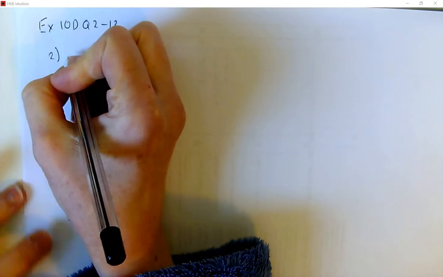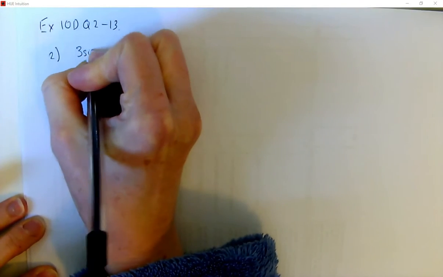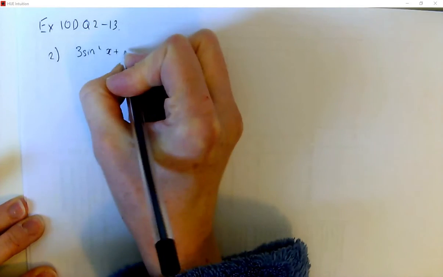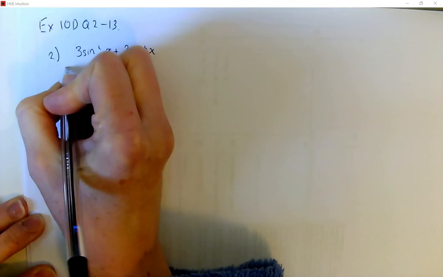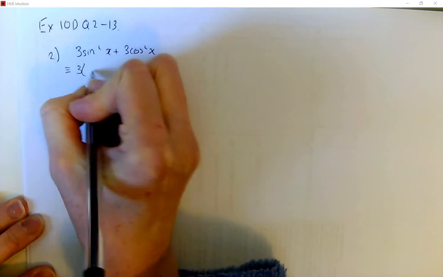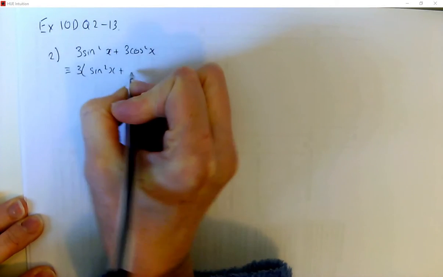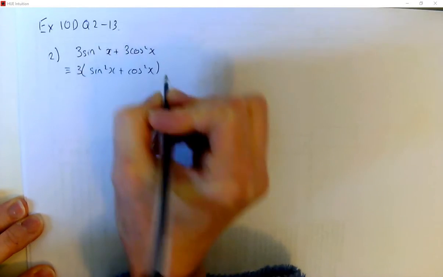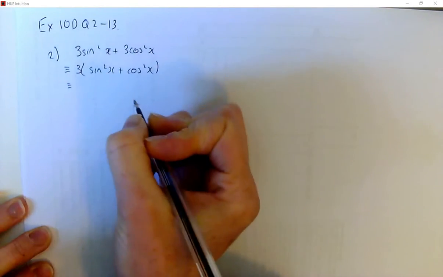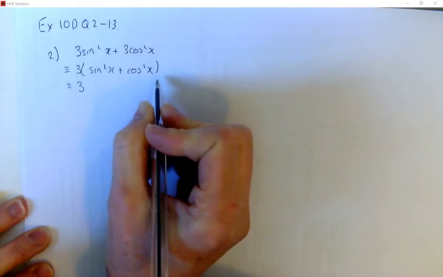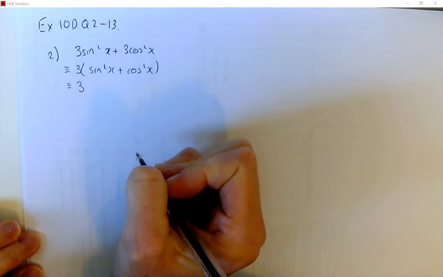We've got to find the exact value of 3 sine squared x plus 3 cos squared x. Well, we can take a factor of 3 out: sine squared x plus cos squared x, and I'm really hoping you recognise that as one of the key identities. Sine squared x plus cos squared x is equal to 1. So then we've got 3 times 1.